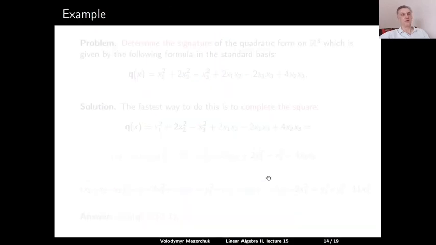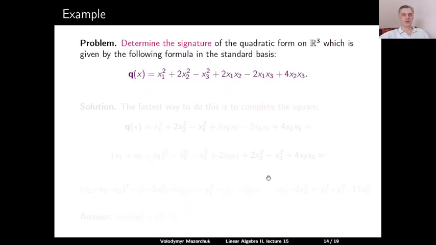Let us solve one more problem. Problem: determine the signature of the quadratic form on R3, which is given by the following formula in the standard basis. So the formula is Q of x is equal to x1 squared plus 2x2 squared minus x3 squared plus 2x1 x2 minus 2x1 x3 plus 4x2 x3.